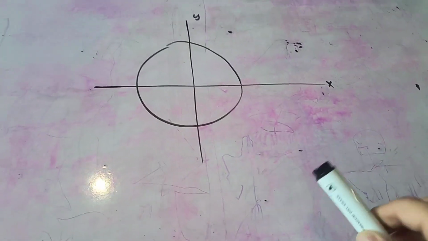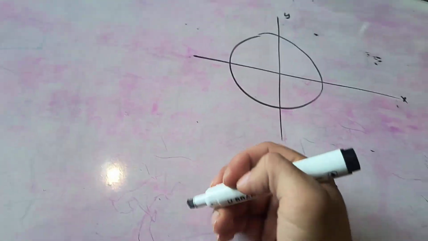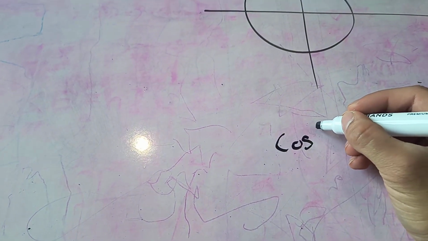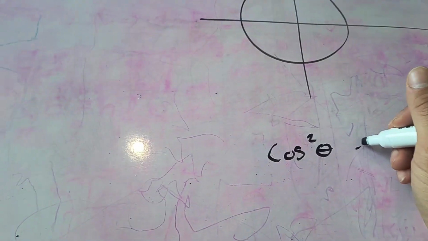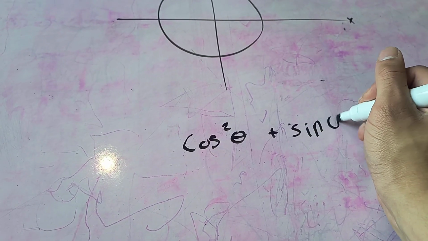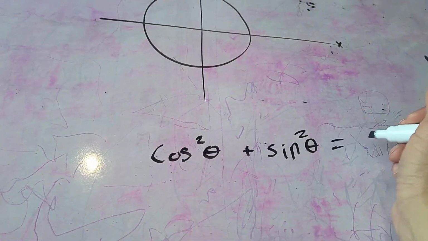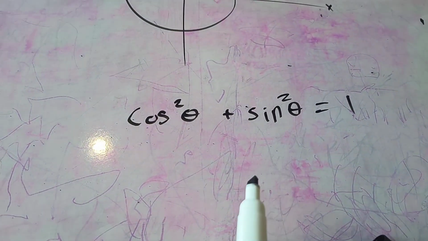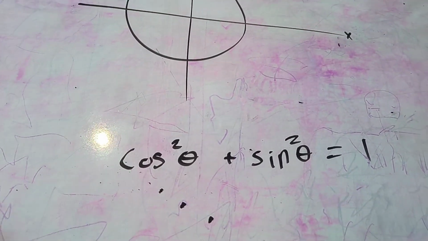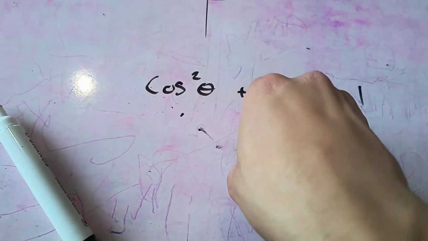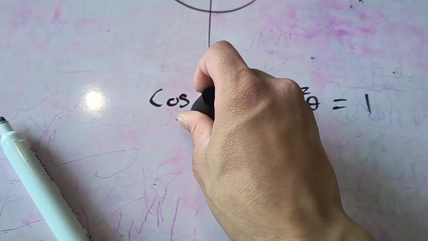All right, so you know how the Pythagorean identity is this: cosine squared plus sine squared is equal to 1. I did some math to prove that, but I will show it using the unit circle.